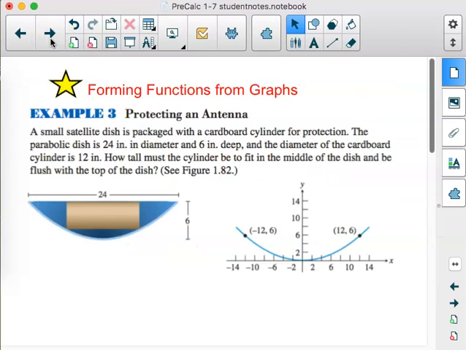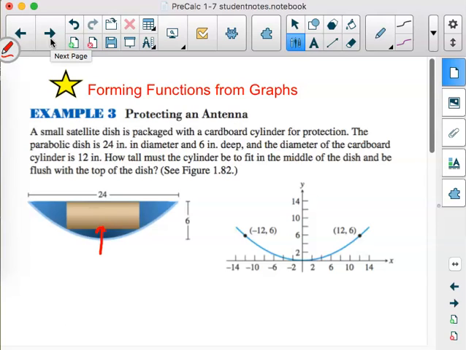This one says forming functions from graphs. So that's another part of our objectives. We are going to protect an antenna. A small satellite dish is packaged with a cardboard cylinder for protection. You can see the cardboard cylinder inside here. They don't want that box pushing down into the working parts.